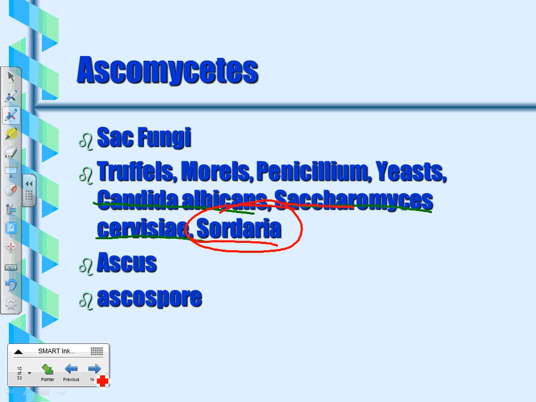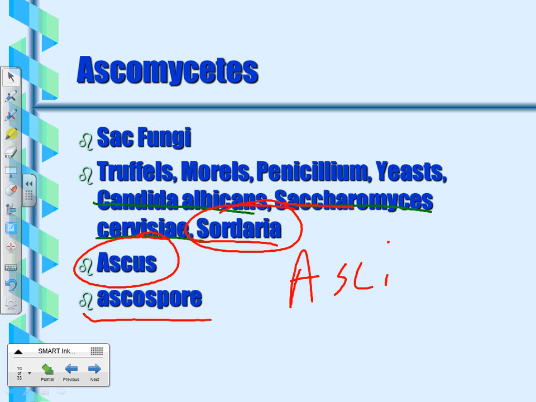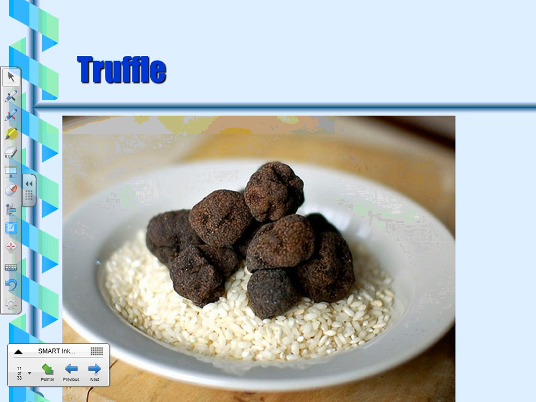in the lab. These things have reproductive organs called asci. Asci is plural. Ascus is singular. And their spores are usually called ascospores. But we'll look at their life cycle here in a second. But they're the sac fungi. Those are some examples. Their reproductive organ, again, is the ascus. And their sexually produced spores are called ascospores. We might have looked at their reproductive cycle last time.